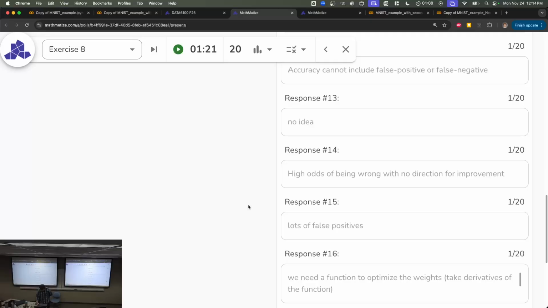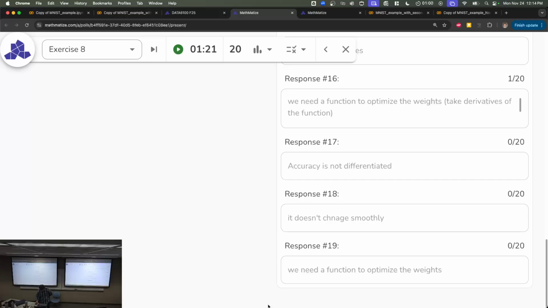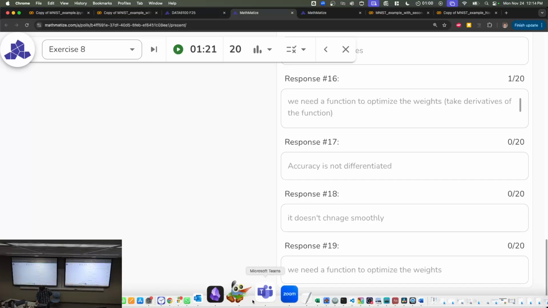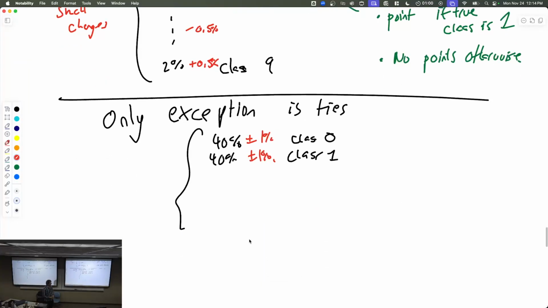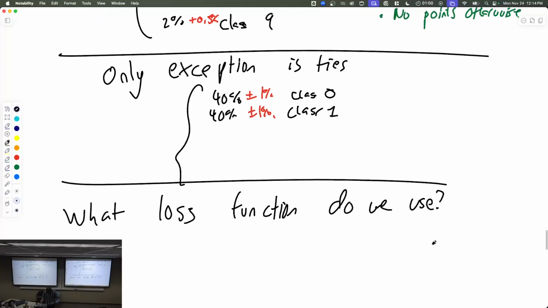Okay. No direction for improvement. That is the right kind of idea. So that's what we got to do. And we did this many weeks ago now. Remember, we're just doing logistic regression. So what loss function do we use? And the answer is the cross entropy loss that we learned about a long time ago.